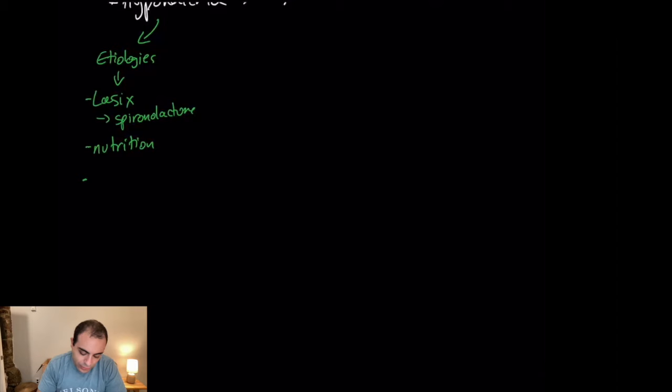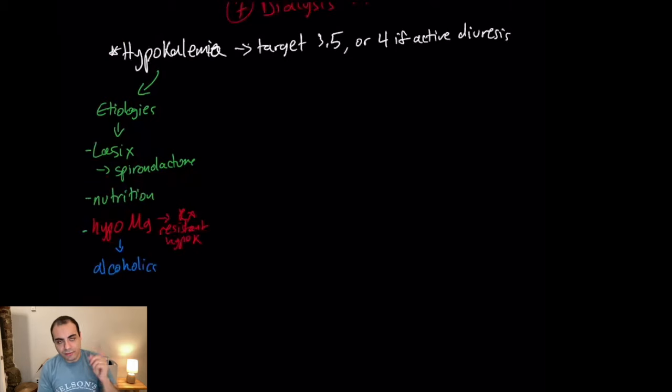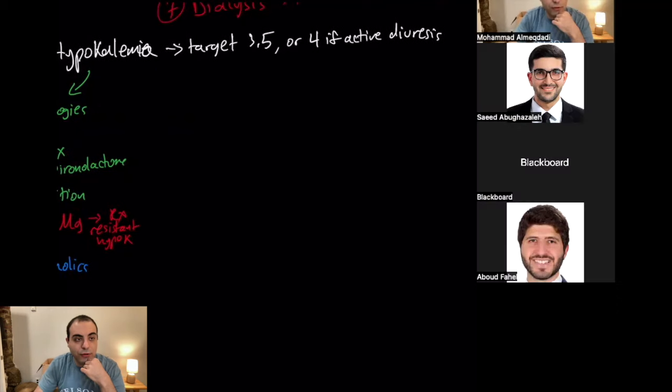Hypomagnesemia. Who are these patients? These patients are usually alcoholics. Alcoholics can present with that. So remember, hypomagnesemia will be treatment resistant hypokalemia. This is how you know it: you check the magnesium. Always when you have hypokalemia, the first step is to check magnesium right away. That would be kind of your first step.